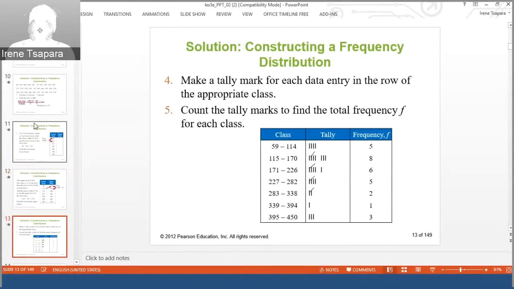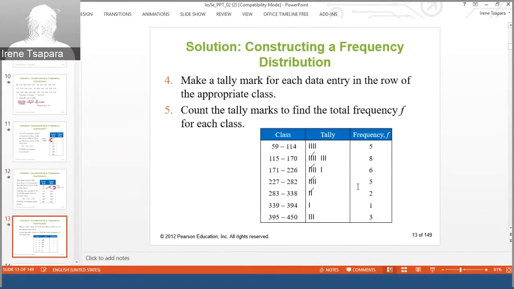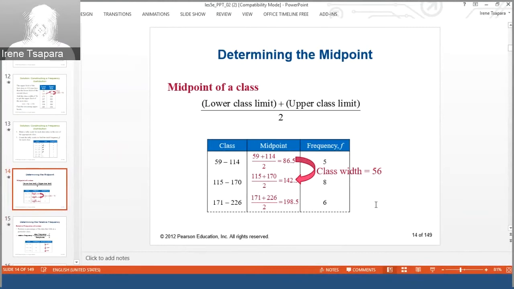Then you take all these values, the prices of the GPS navigators right here, and tally them, count them in the different classes, and find the frequency for each one of them. The midpoint of the class is the lower class limit plus the upper class limit, divided by 2.